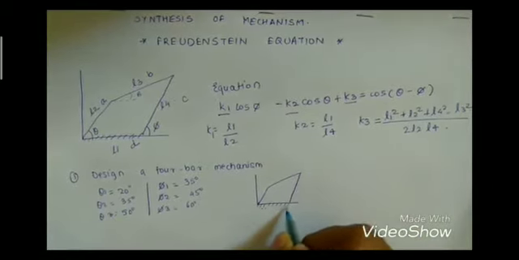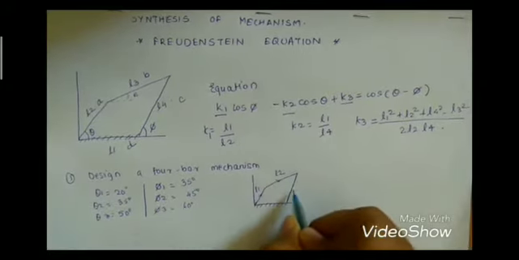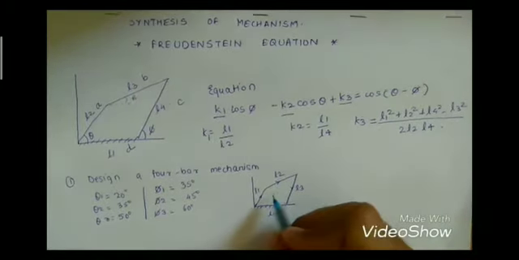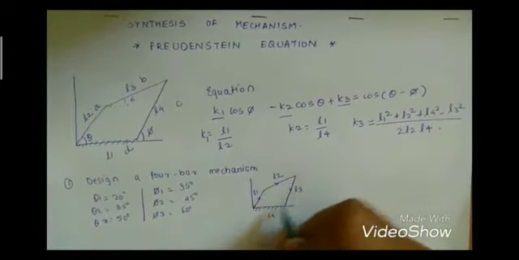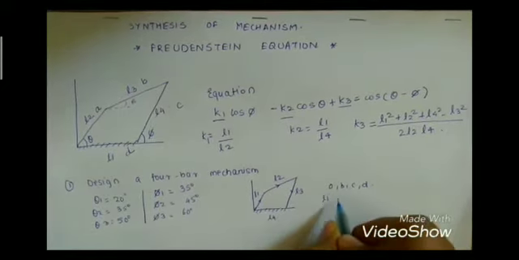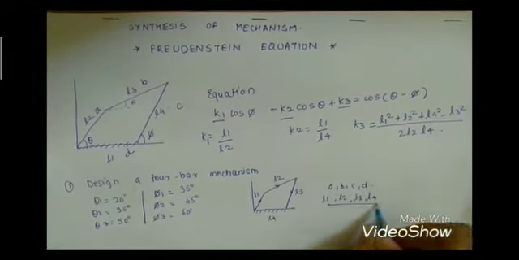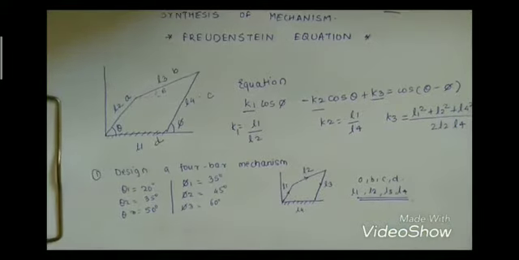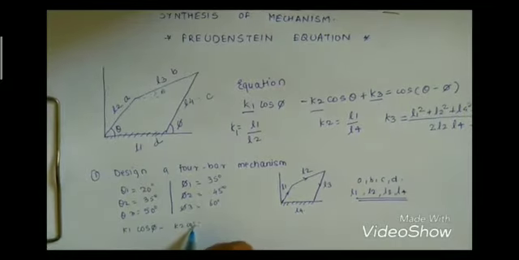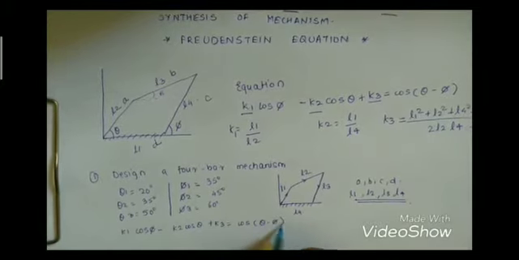Now as stated earlier, we'll consider the input link as L1, the coupler link as L2, this will be L3 and the fixed link will be L4. For example, in an exam, if we are given the notation for the links as A, B, C and D, convert them to L1, L2, L3 and L4 as all our formulas are in this format. So the first step, we write down the equation k1 cos phi minus k2 cos theta plus k3 is equal to cos (theta minus phi).